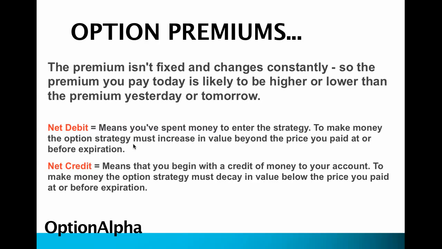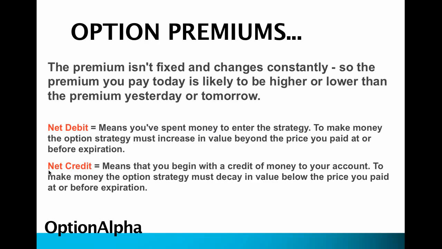That makes sense, right? If you buy a stock, the only way to make money is if the value of the stock goes up. It's the same thing with options. If you pay a premium and outlay that premium as a net debit, then to make money on that option trade, you need the value of those options to go up.